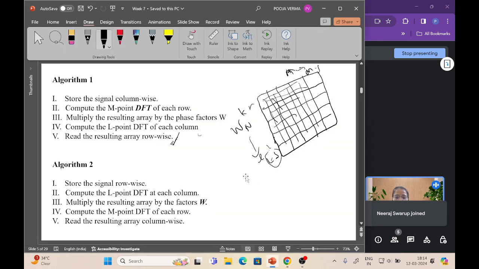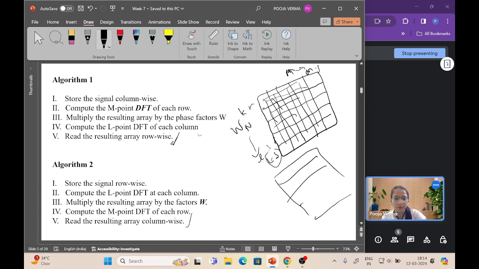The second algorithm to solve the divide and conquer approach is to store the signal first row wise. Then compute the L point DFT of each column, then multiply the result by the phase factor W, then compute the M point DFT of each row. Then read the resulting array column wise. These are the two algorithms to compute the DFT using the divide and conquer approach.